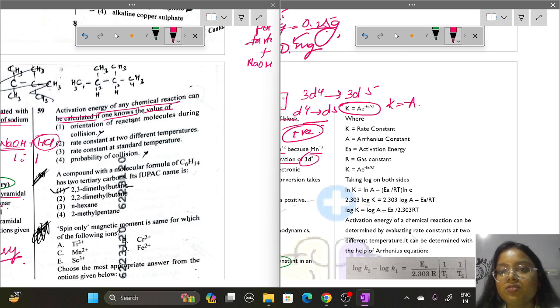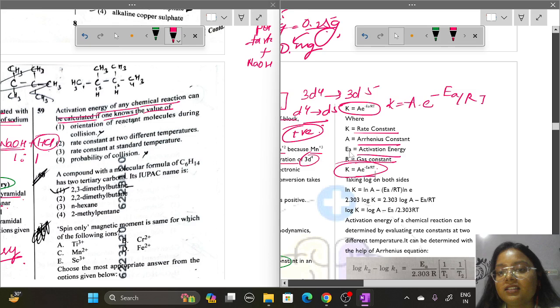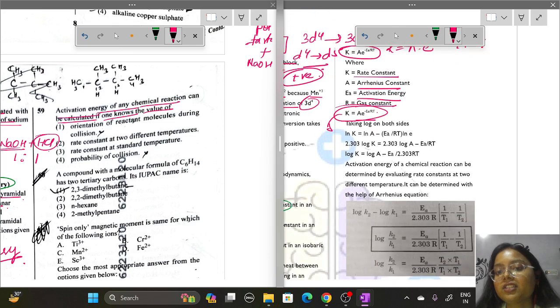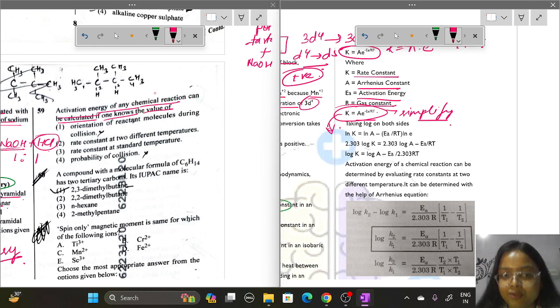k = A e^(-Ea/RT), where k is the rate constant, A is the Arrhenius constant, Ea is the activation energy, and R is the gas constant. By this we can calculate, and we have to formulate this reaction, simplify it, or calculate it in such a way that we can come to a conclusion.